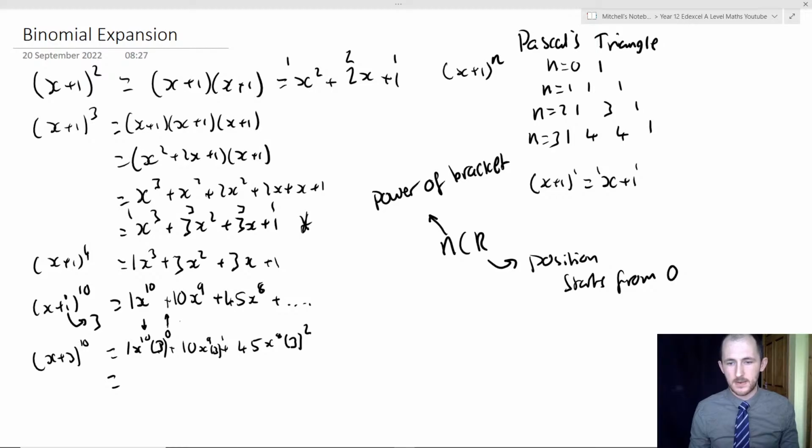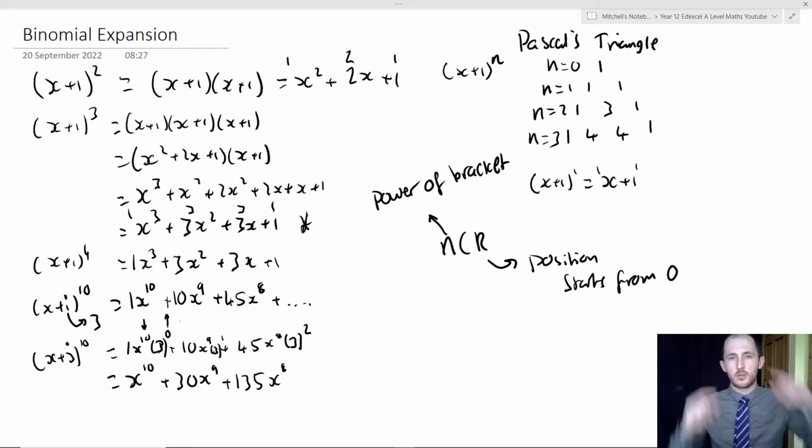So instead, my answer is now going to be, again, still x to the 10. But now it's going to be 30x to the 9. And 3 times 45 would give me 135, sorry, x to the 8. Okay? So if this number isn't the same, all you need to do is make sure you're increasing the power of the number while decreasing the power of x.